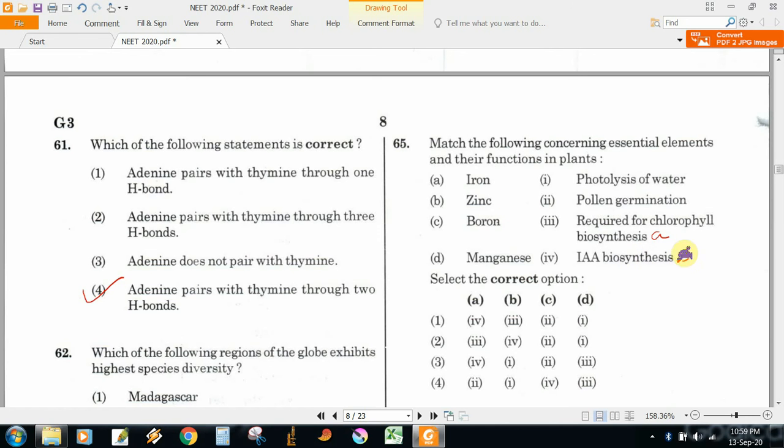So B comes over here, and boron is mainly involved in pollen germination. Yes, C comes over here, and manganese is mainly involved in photolysis of water. D, right? So based upon this, you can see that second option is the right one over here.